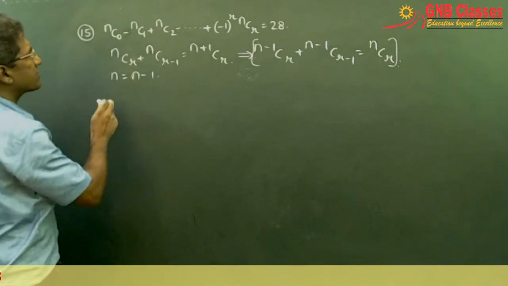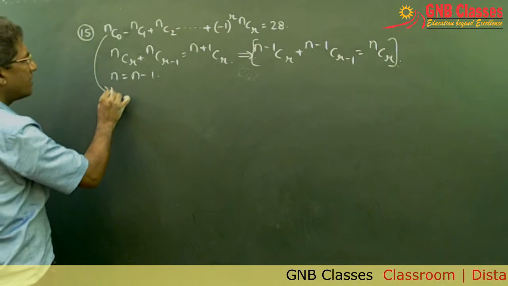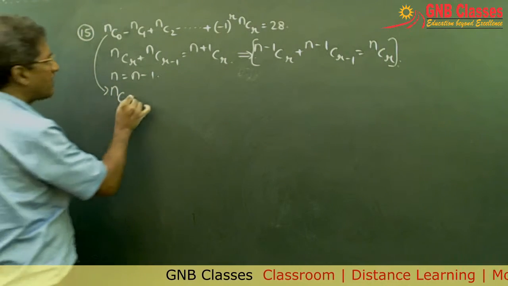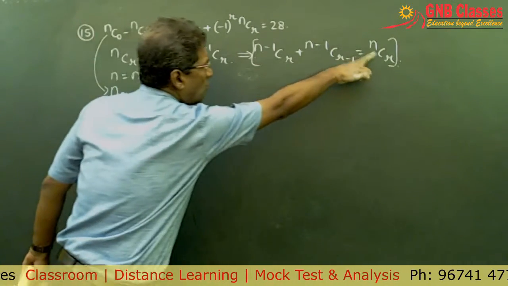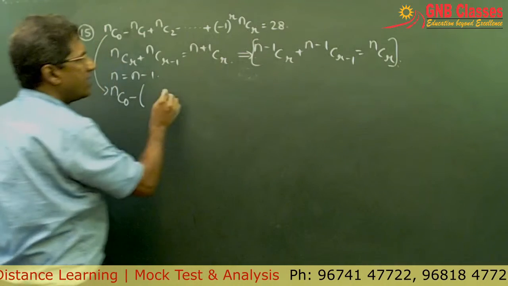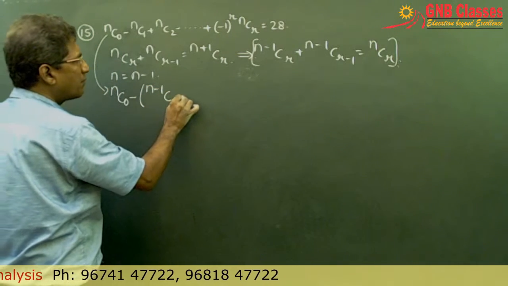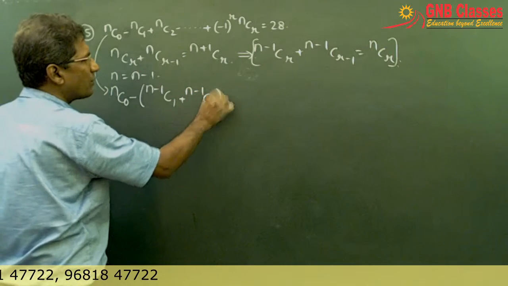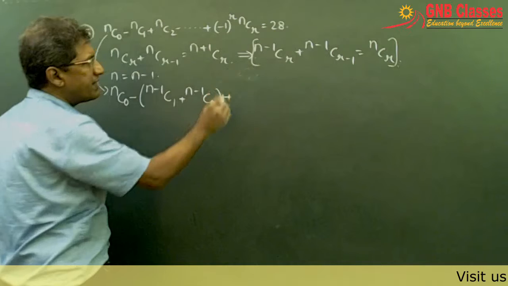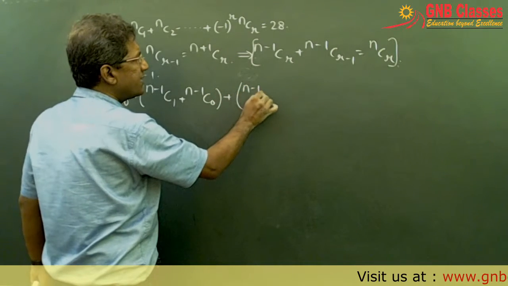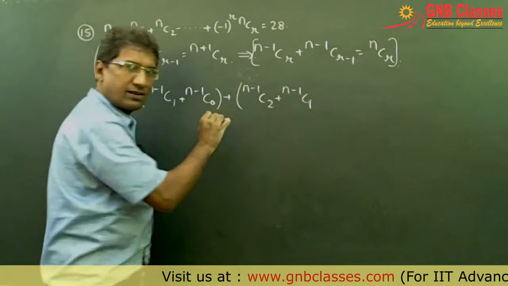Now, we got this. Let it be in our hand. Now we have been given this. So look carefully at what I am doing in this equation. nC0, let it be like that, minus nC1 can be written as n minus 1 C1 plus n minus 1 C0. Is it clear? Plus nC2 can be written as n minus 1 C2 plus n minus 1 C1.